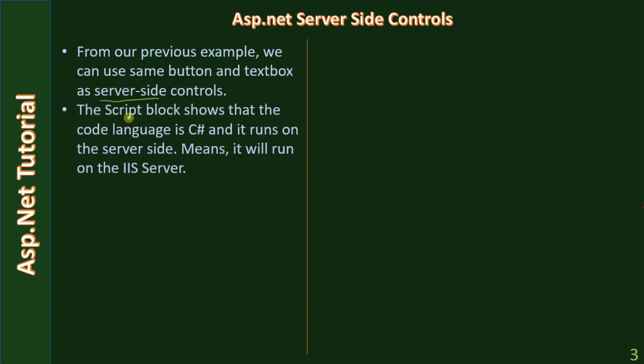The script block in the side, we will be displaying that soon. The script block shows that the code language is C# and it runs on server side. So means it will run in IIS server. Server in the sense here we are using IIS server. So here you can see the page directive, and in that we specify language as C#.